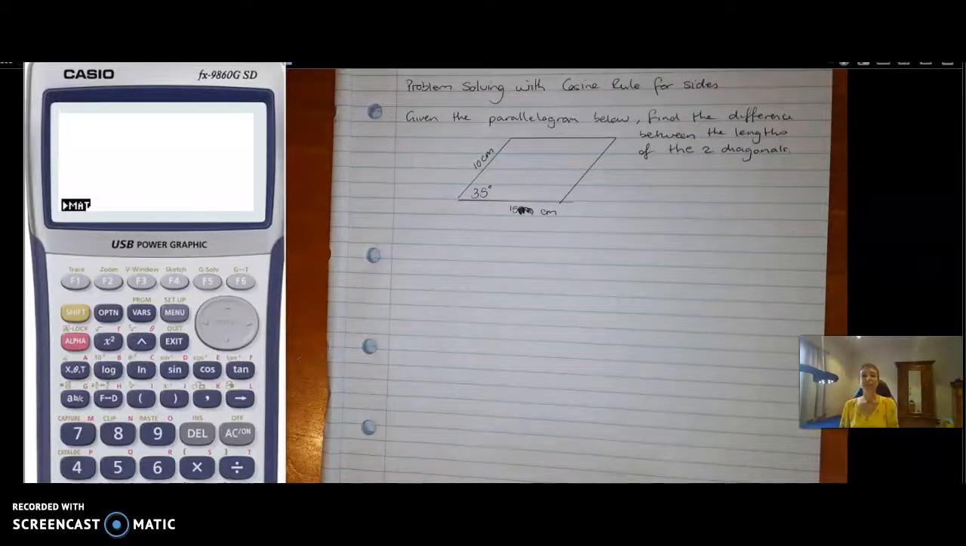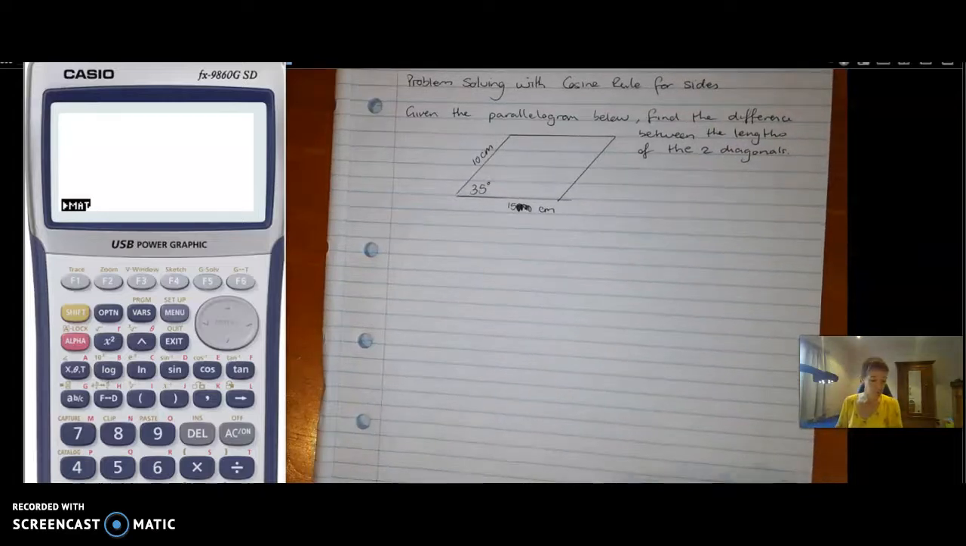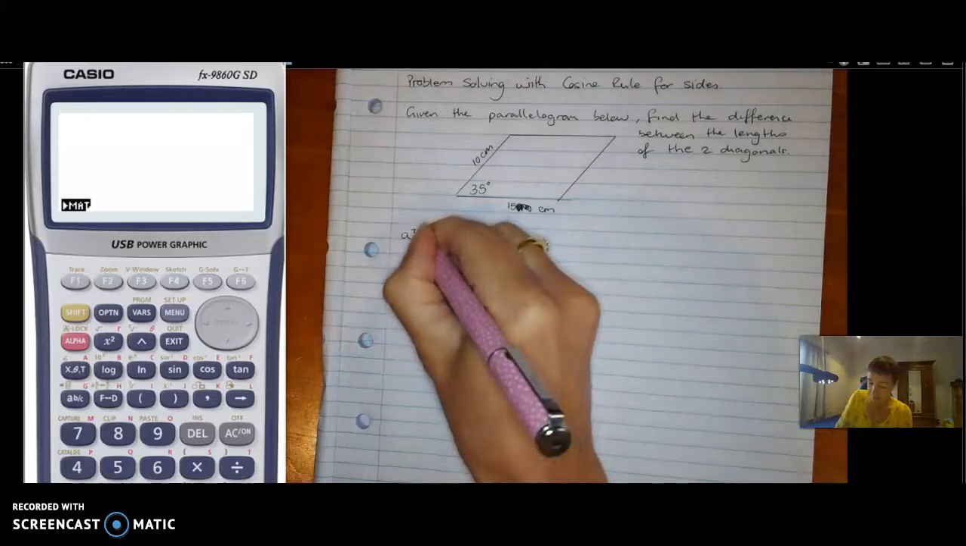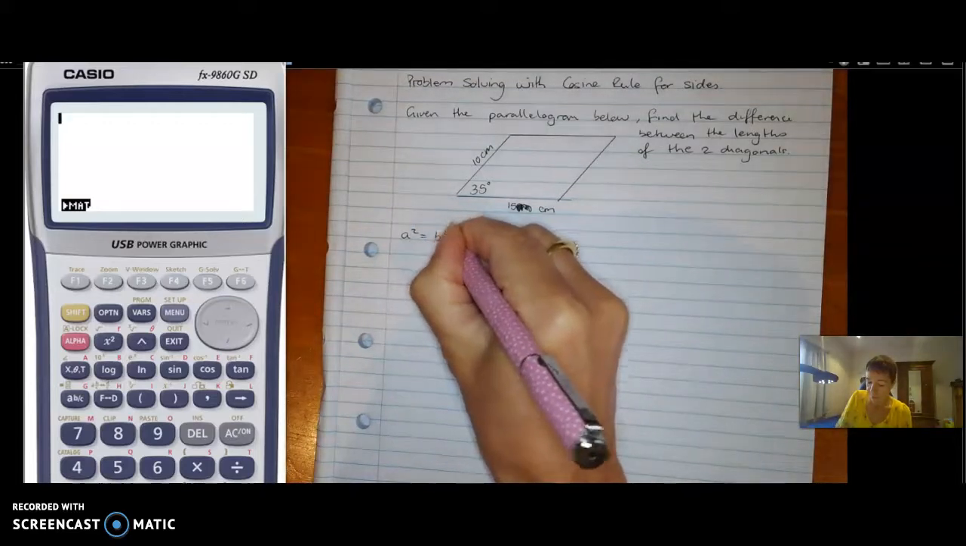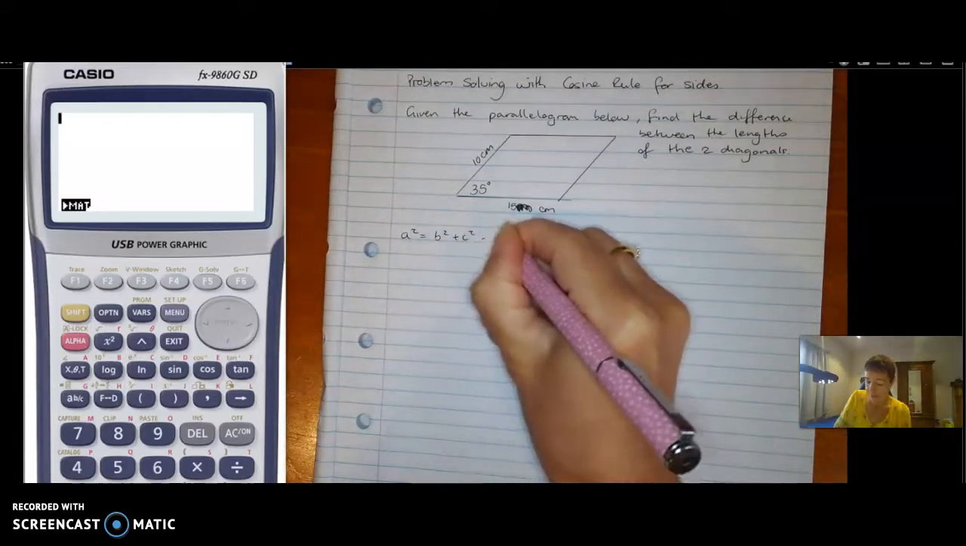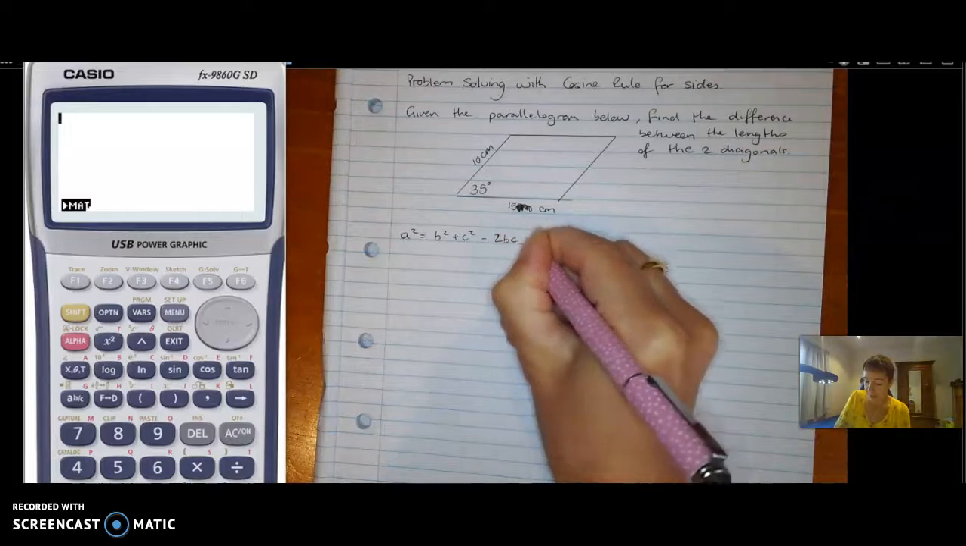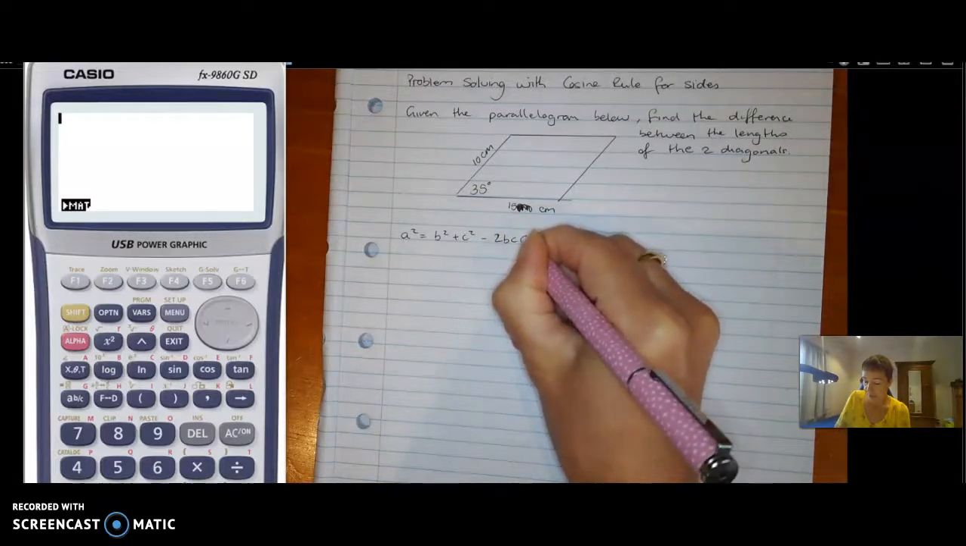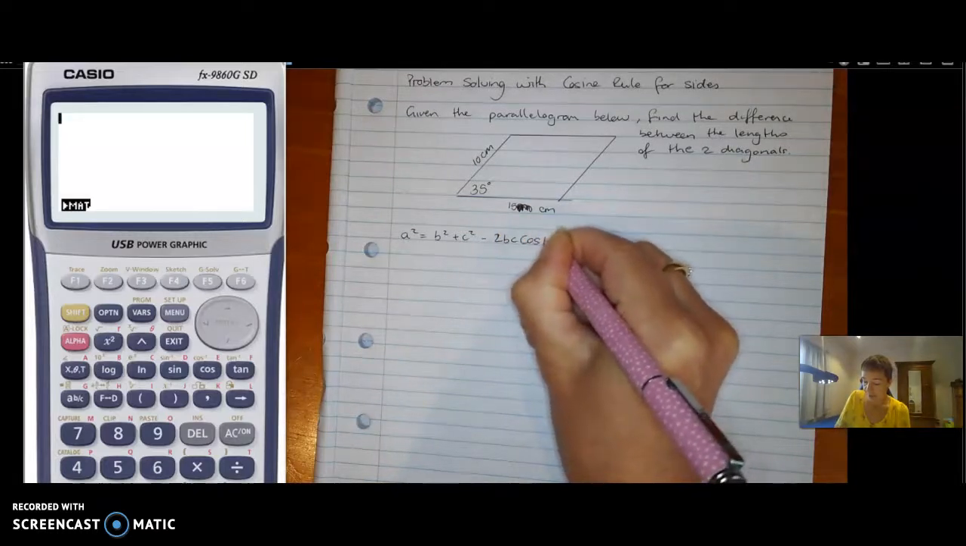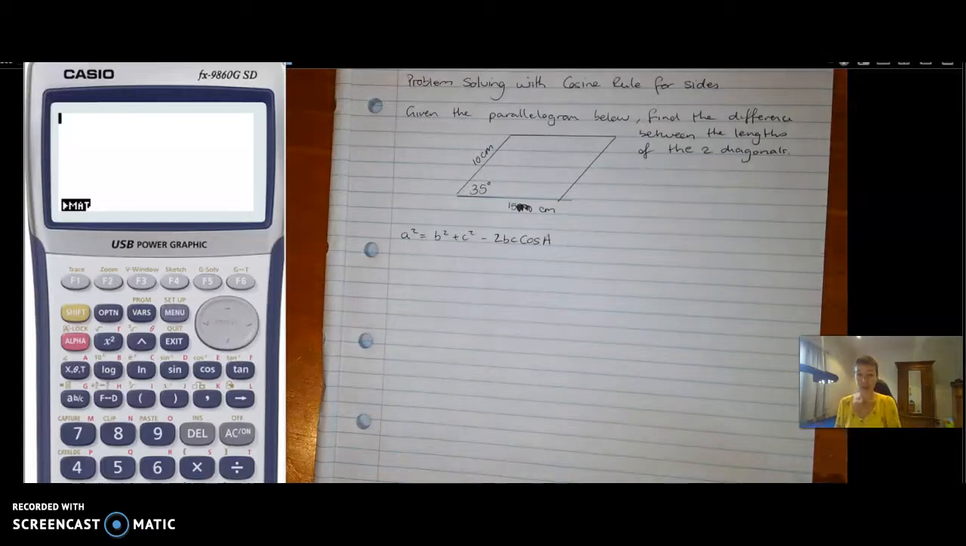Hello, today we're going to be looking at problem solving using the cosine rule for sides. First of all, remember our cosine rule states that a squared is equal to b squared plus c squared minus 2bc cos of capital A. That's given in our formula sheet.